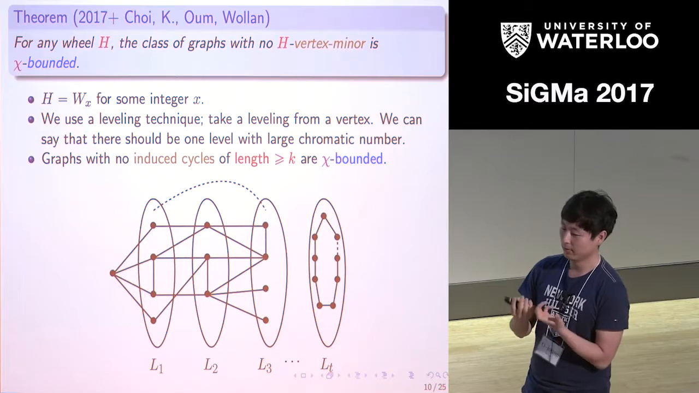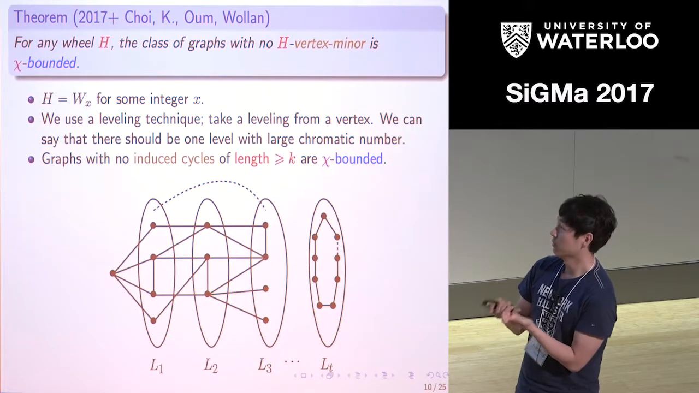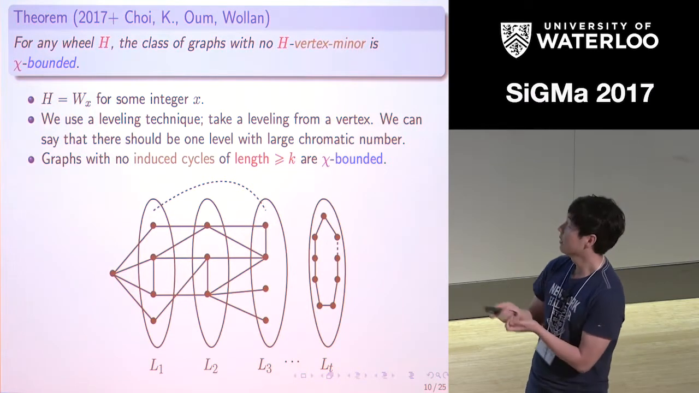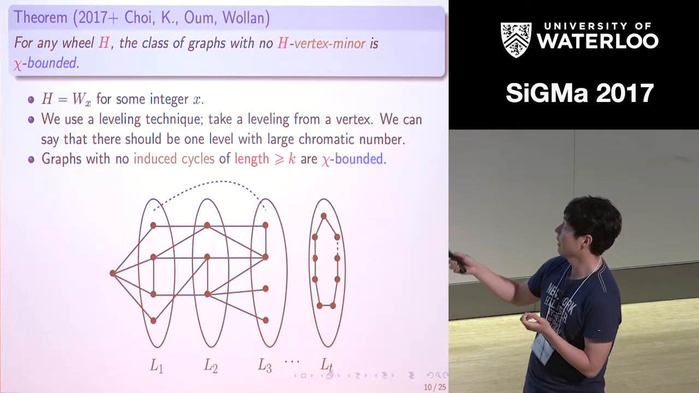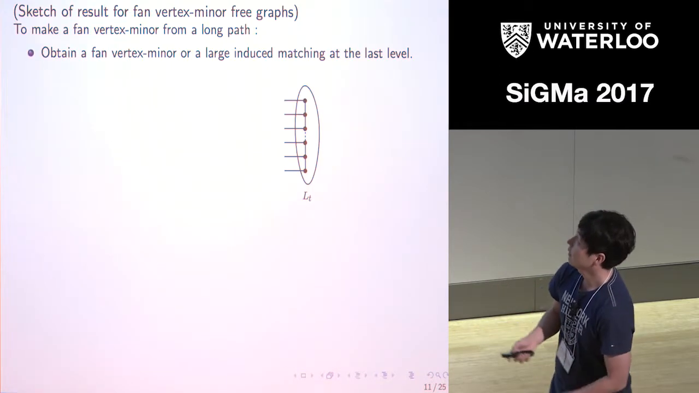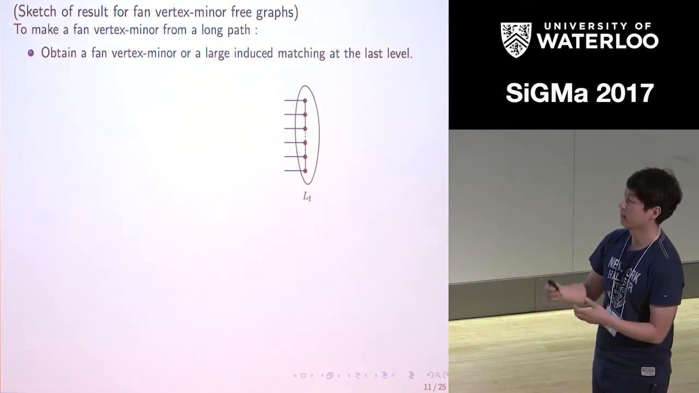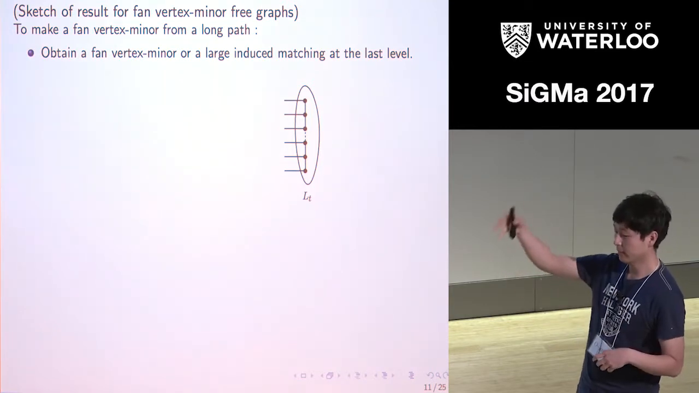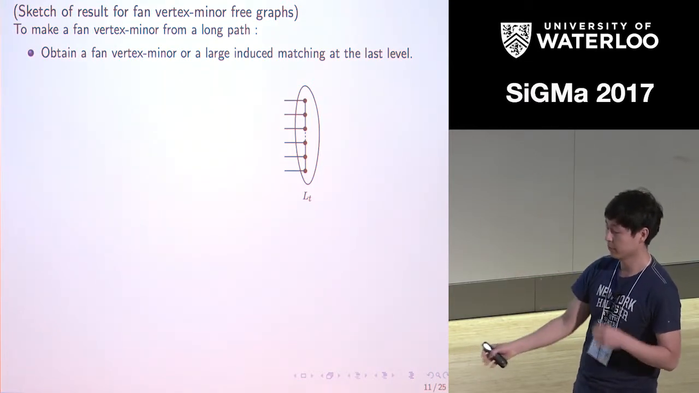Maybe before going to the technicalities, I want to give a short proof for the fan vertex-minor case. In that case, instead of starting with the cycle, we can start with a path to obtain a fan. So there are two ingredients there. You start with some tree. In L_t, you have some large induced path.